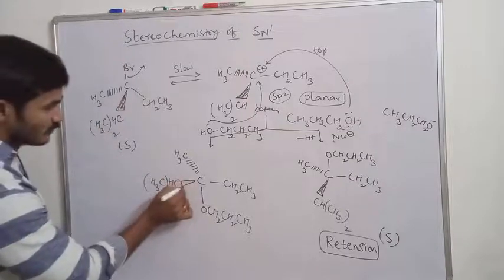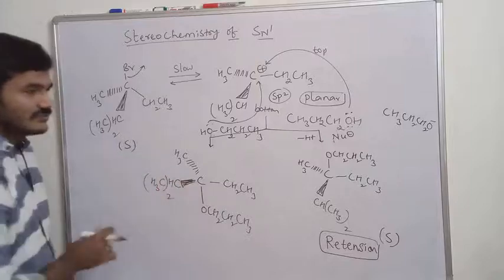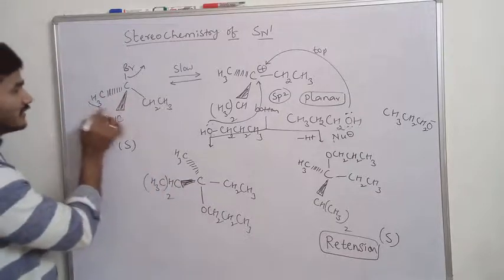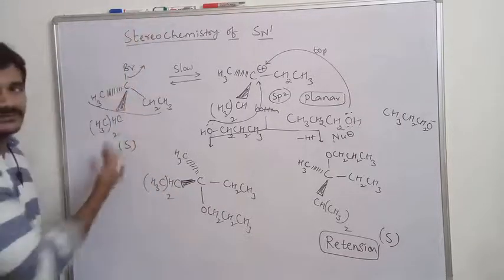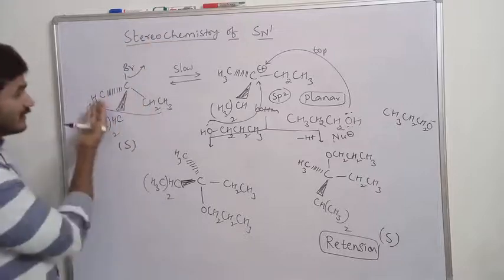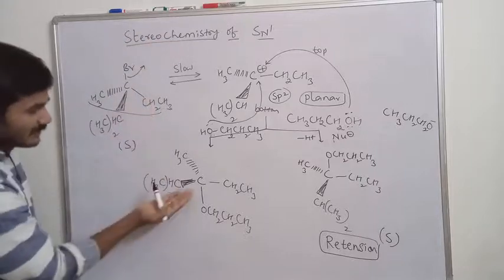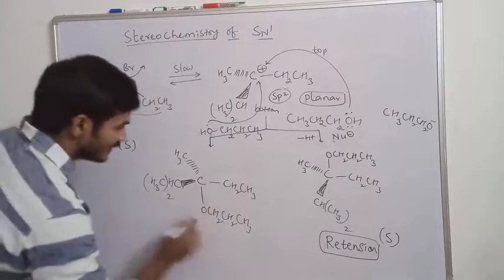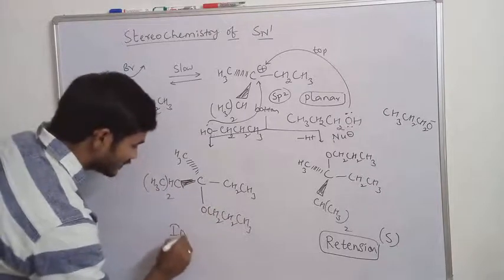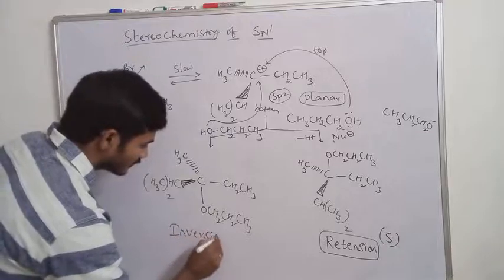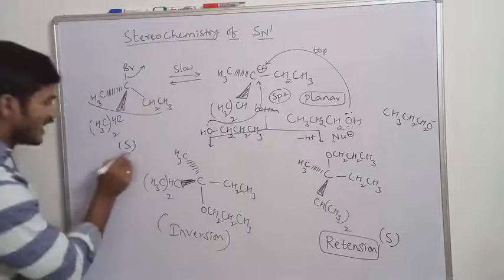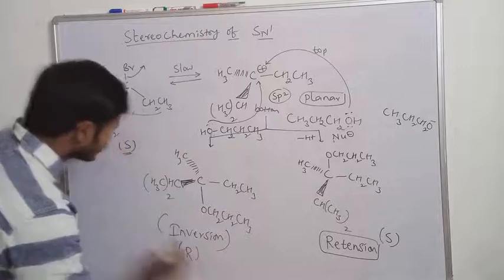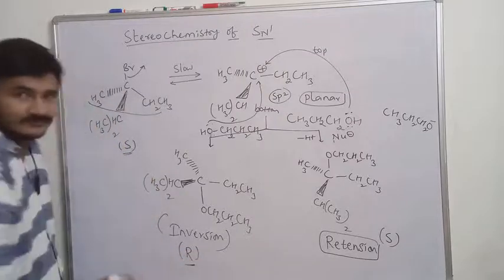Observe these two configurations. This is towards the observer. You see these two configurations. The groups here are completely inverted, reversed. Here these two are at the bottom, here they have been upward. So the configuration has been completely inverted. This is said to be inversion. If it is S, we write this is R value.